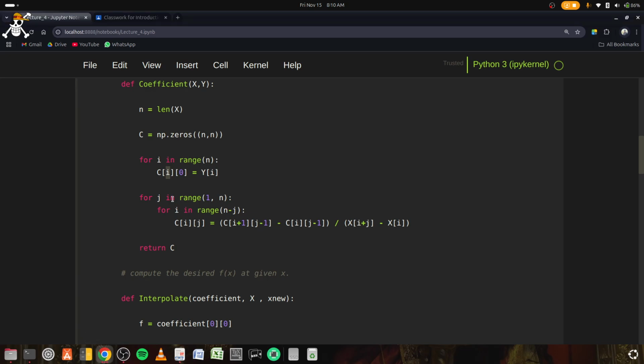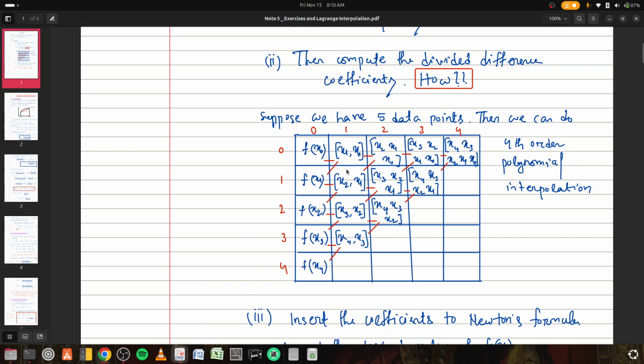So now we have stored the y values in the first column, and then we have to update all the values in other cells, right? We have to get all this data now in the second column, then the third column, then fourth, then fifth, then sixth.